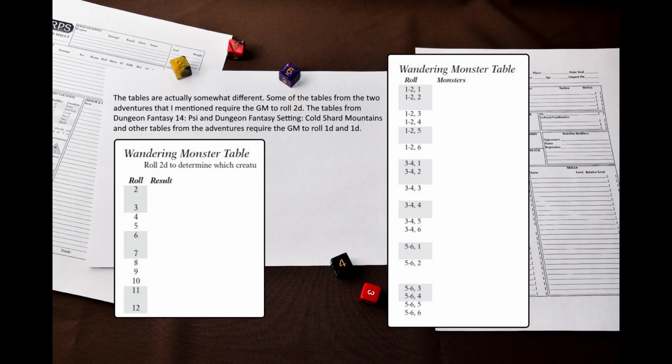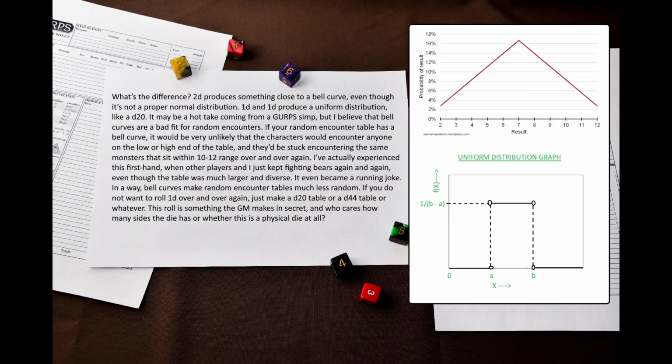I find this abhorrent. The tables are actually somewhat different. Some of the tables from the first two adventures that I mentioned require the GM to roll 2D. The tables from Dungeon Fantasy 14: Psi and the Dungeon Fantasy setting called Shard Mountains and other tables from the adventures require the GM to roll 1D and 1D. What's the difference? 2D produces something close to a bell curve, even though it's not a proper normal distribution. 1D and 1D produce a uniform distribution, like a D20.